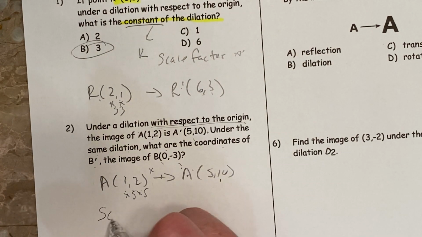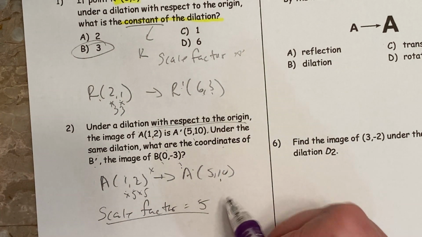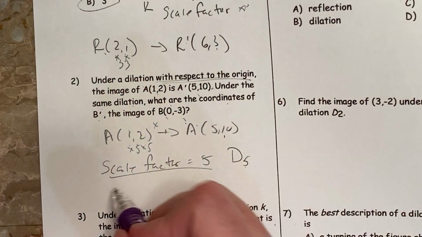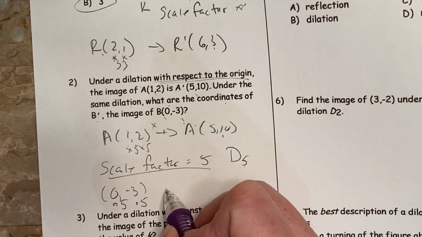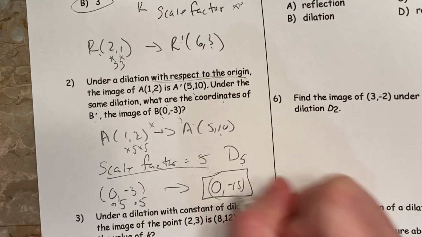Once you figure that out, well, then you know your scale factor. You know your scale factor is 5. That little number down here is 5. So now just apply that to 0, -3. Multiply this by 5 and multiply this by 5. And you get your answer of 0, -15.